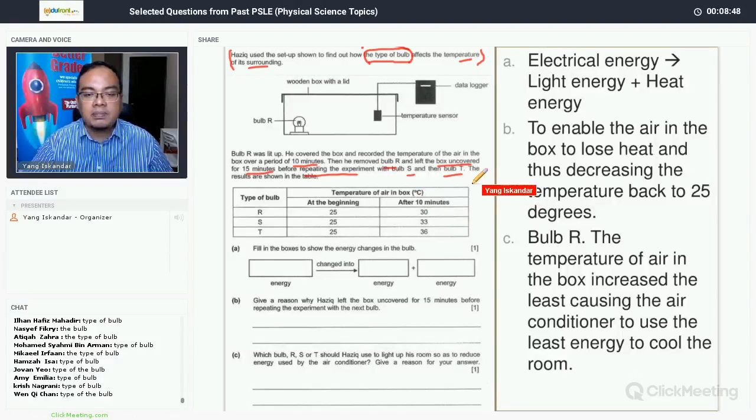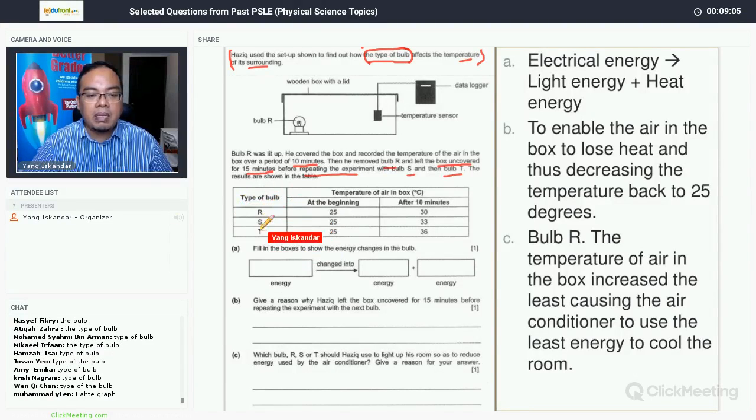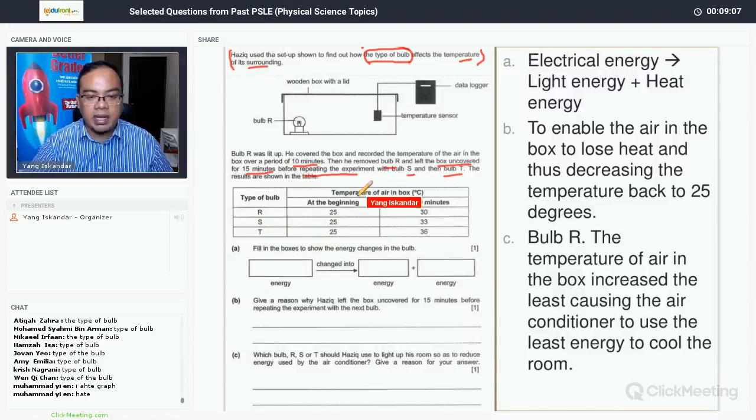In an experiment question, it's very common that they give you the result of the experiment in the form of either a table or a graph. In this particular question, they give you a table. You can see here the three types of bulb, and we know that the bulb is the change variable: bulb R, bulb S, and bulb T. And you can see here, this is the temperature of the air in the box at the beginning. Now, can you tell me what variable is this? What variable is this?